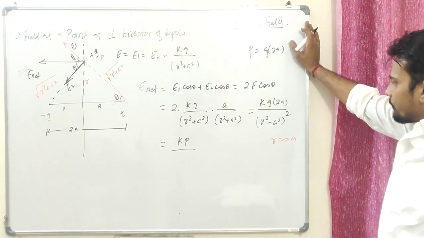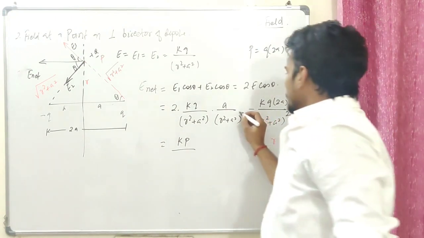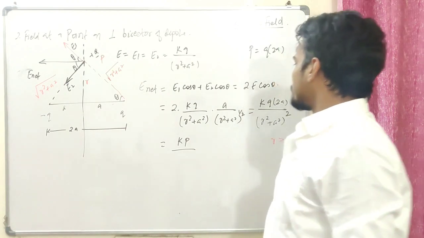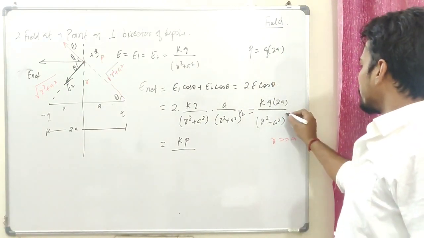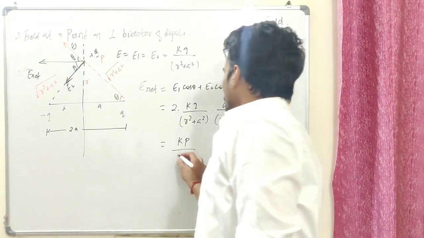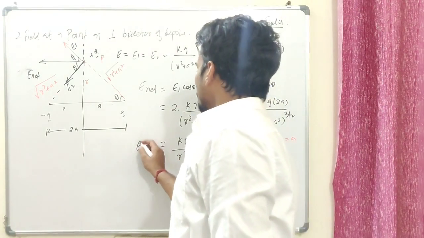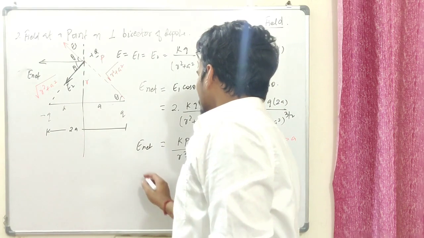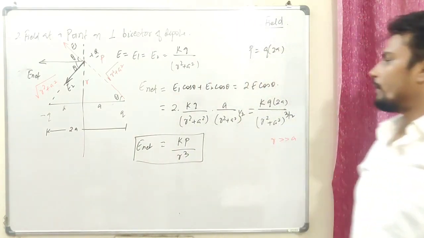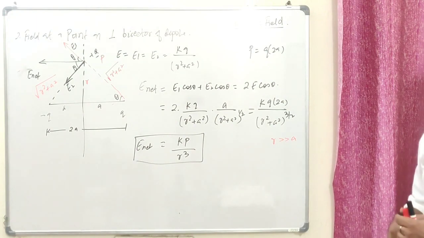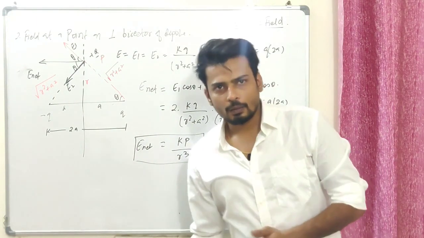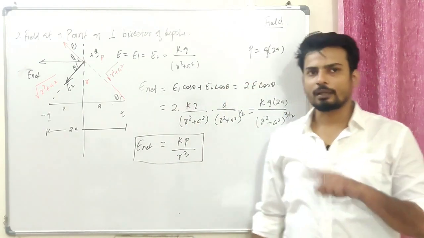Are we missing out on something? Oh, this should be how much? 1 by 2, my bad. This is going to be 1 by 2, cos theta is going to be 1 by 2. So this fellow is going to be 3 by 2. Well, this is going to be how much? r cube. That's the net electric field. So the net electric field on the perpendicular bisector of a dipole is kp by r cube. Now you guys remember, on the axis it is 2kp by r cube. On the perpendicular bisector it's going to be kp by r cube.